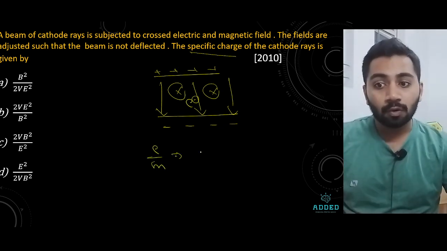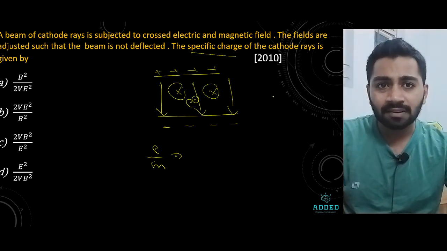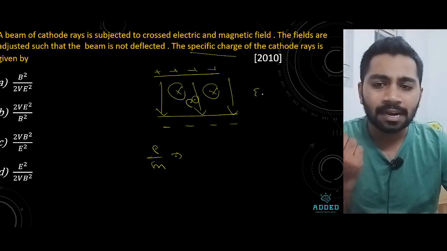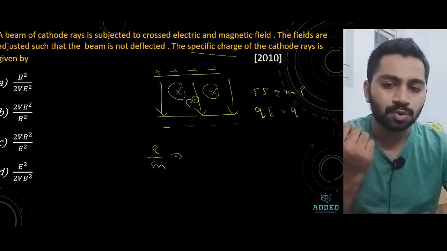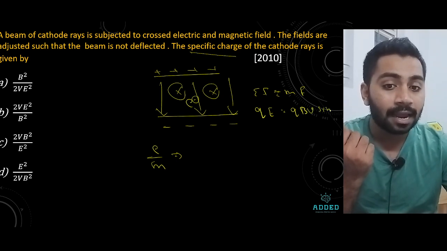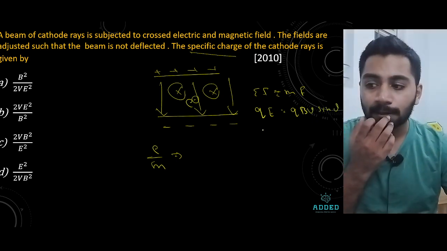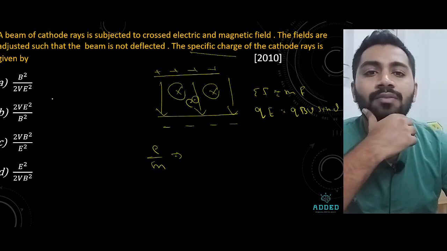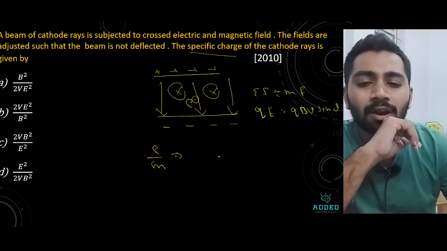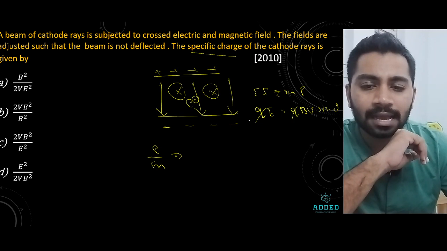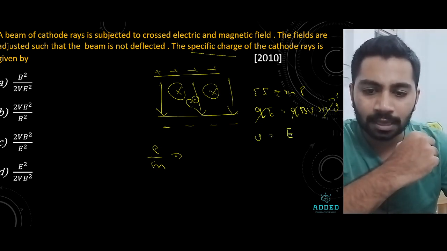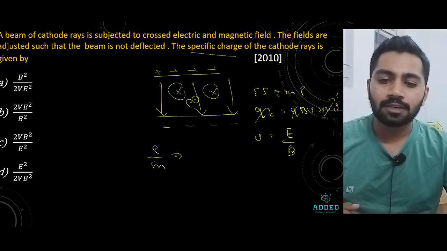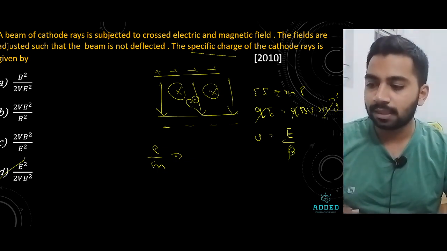And we discovered that the force by the electric field is equal to the force by the magnetic field. Electric force is equal to qE, and this is equal to qBv sin theta. What did we get? This q gets cancelled, and sin theta becomes 1, which means velocity is equal to E by B, which means our right answer is this.